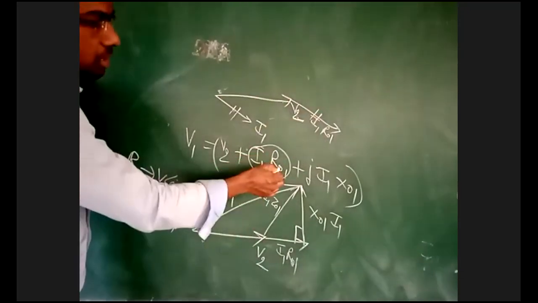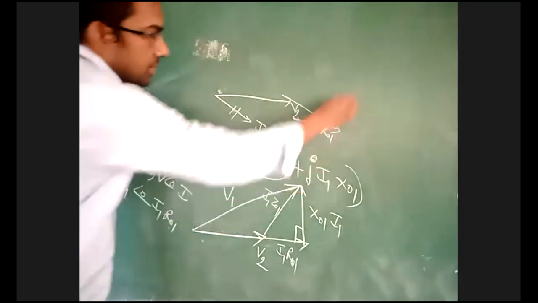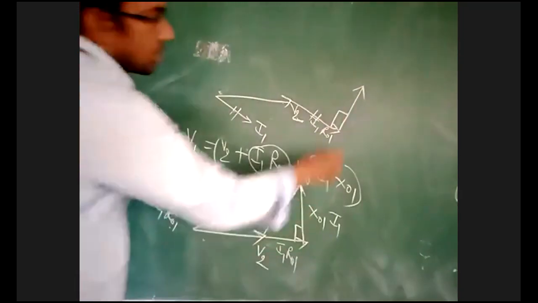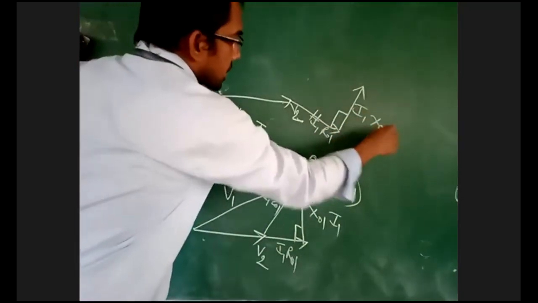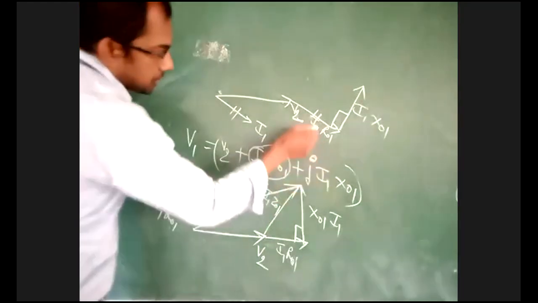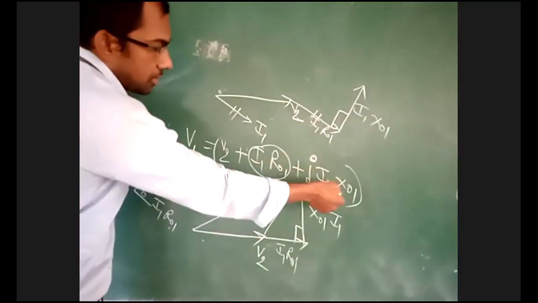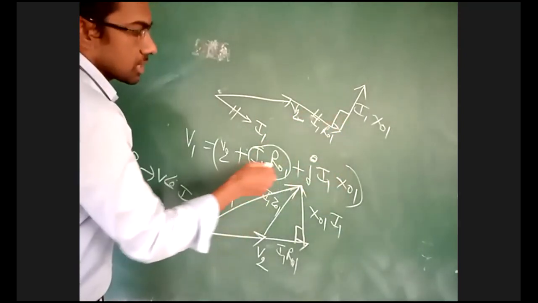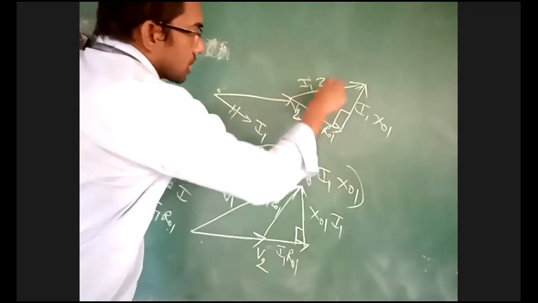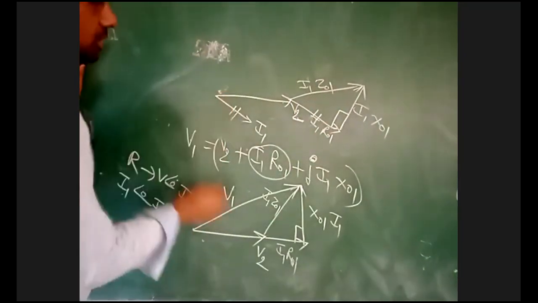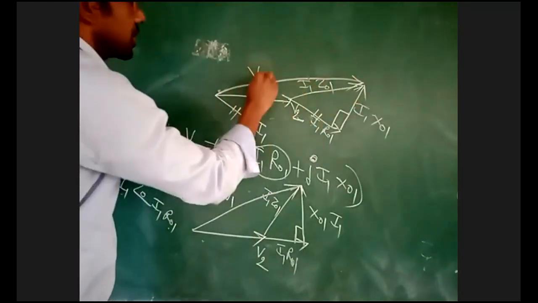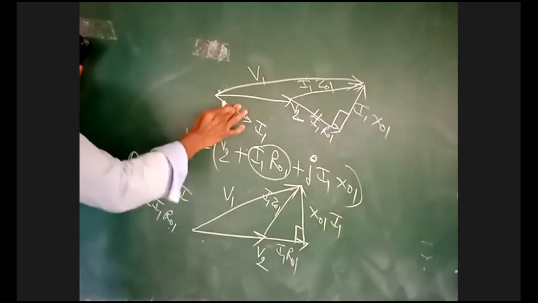Next, after I1 into R01, I take J, 90 degrees. This is 90 degrees, I1 into X01, perpendicular. From I1 R01 to I1 X01 is perpendicular. The resultant of these will be I1 into Z01. The resultant of this entire equation is V1.